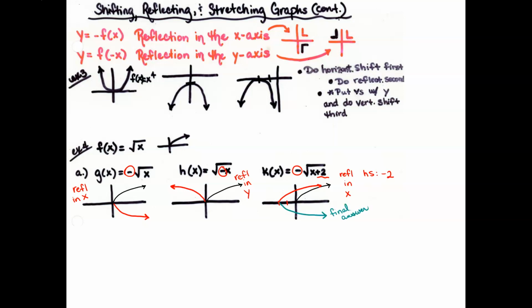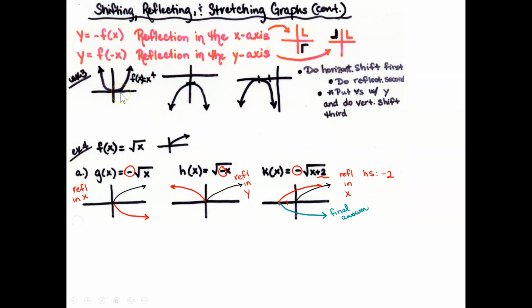So when I reflect that in the x-axis, then this will be my final graph. This will be my final answer. All right, now let's go the opposite way. They're going to give us the graph, and we're going to come up with the equation.